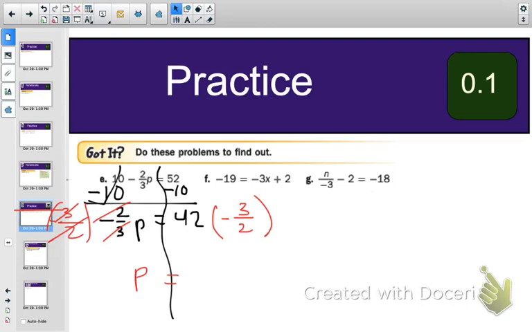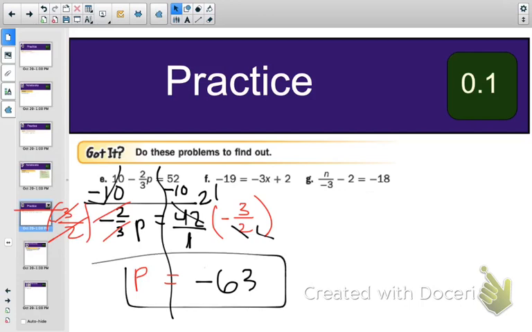42, we can put this as a fraction itself by putting it over 1. It will cancel, 42 and 2 will cross cancel, and that will make 21 over 1. And then 21 times negative 3 gives us negative 63. Voila.